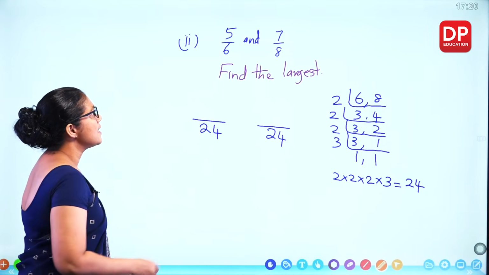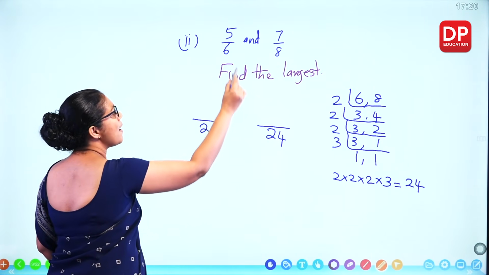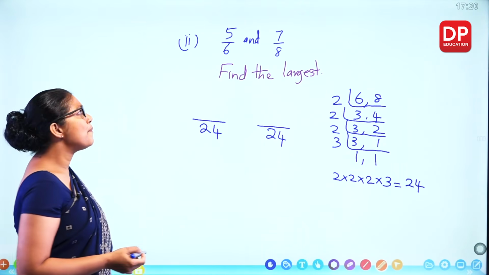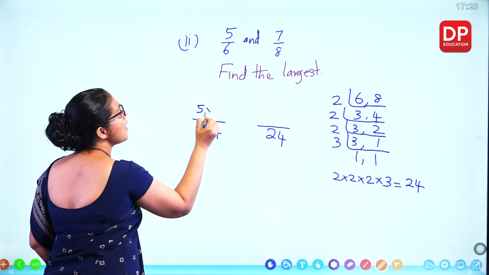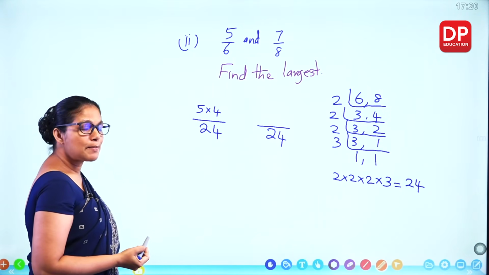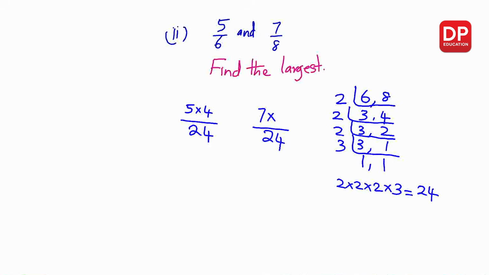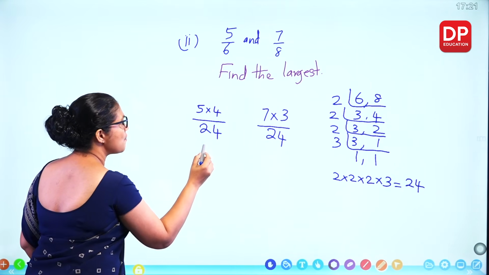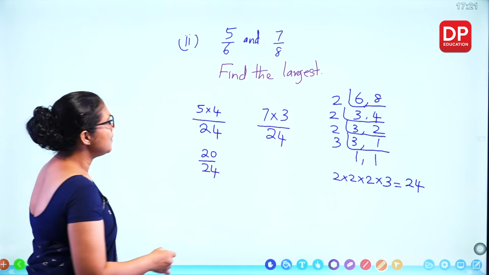How do we convert 6 to 24? You have to multiply by 4. So what do you have to do to find the equivalent fractions? You have to do the same thing to the numerator. So you multiply the numerator by 4. What about this one? 8 to 24. When you multiply 8 by 3, you get 24. So that means you have to multiply 7 by 3 to get the equivalent fraction. So what is 5 times 4? 20. 7 times 3? 21.